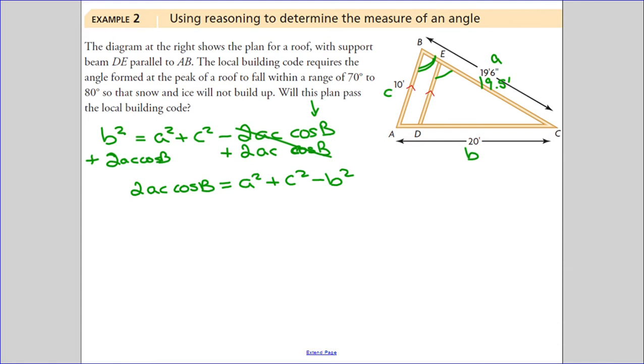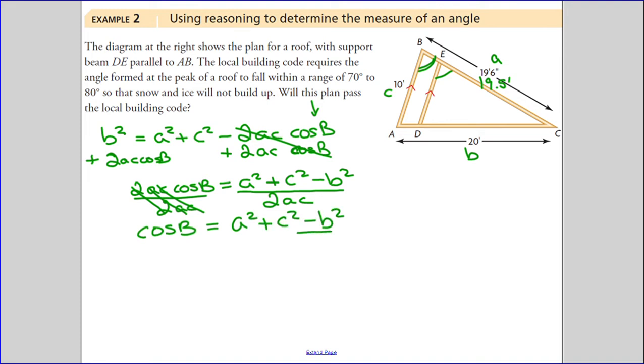So now my next step is I want to solve for cos B, and this is all being multiplied, so I can just divide by 2AC. Divide by 2AC. 2, A and C all cancel out. Cosine of B is equal to A squared plus C squared minus B squared all over 2AC.